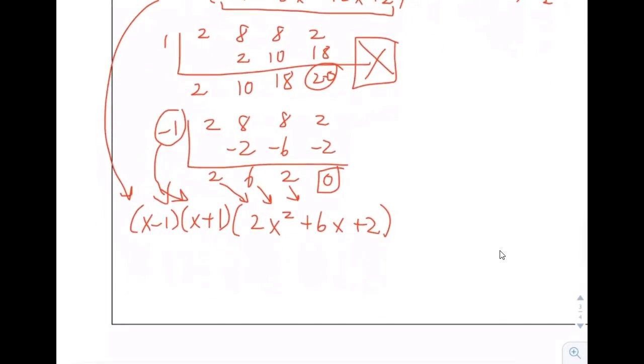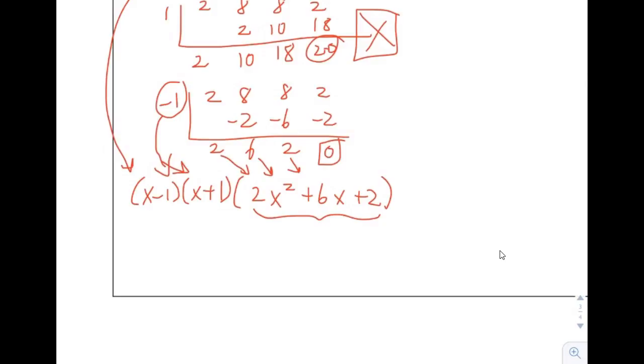Okay, and now we just need to figure out what are the roots of this quadratic. We're almost done. Remember, to find the roots of the quadratic, you can just use the quadratic formula. So we're going to do x equals negative b, which is negative 6, plus or minus the square root of b squared, which is 6 squared, minus 4ac, which is 4 times 2 times 2, which is 16, divided by 2 times a, which is 2 times 2.